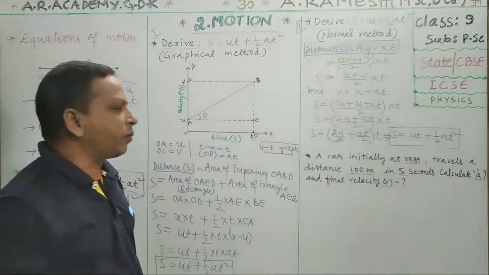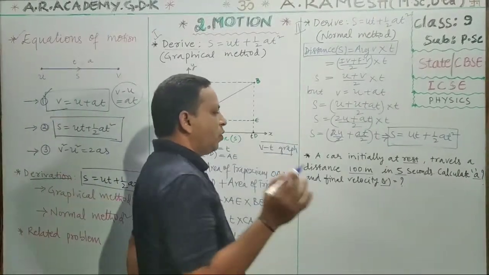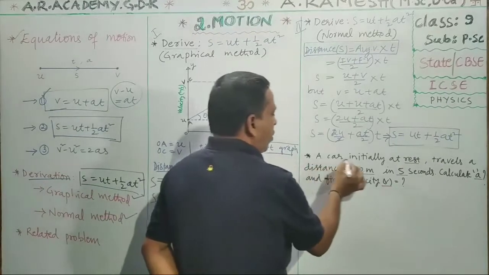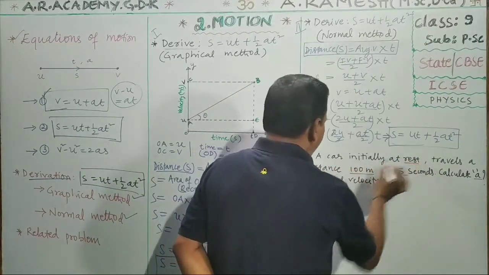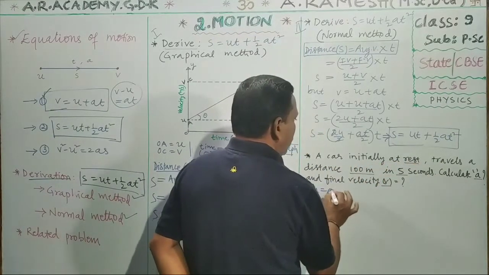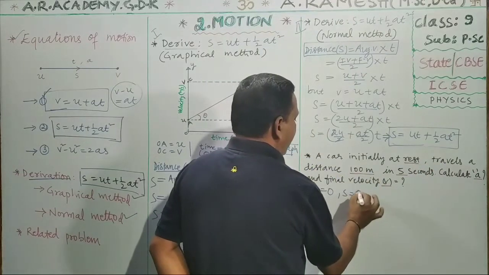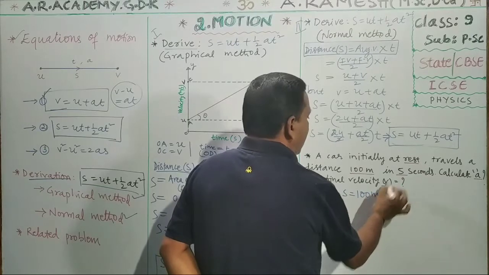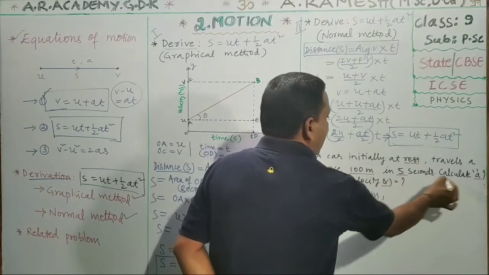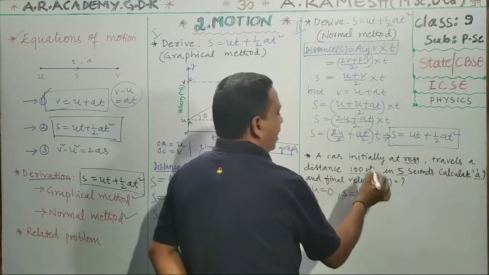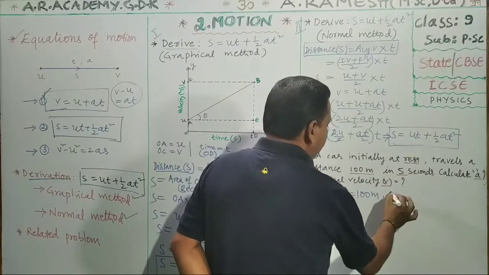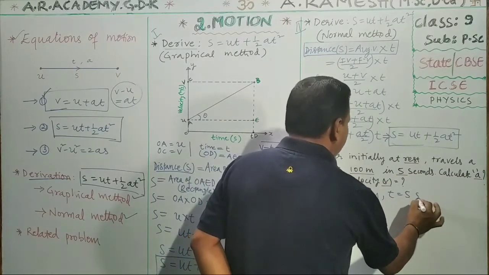Now we will do one problem related to it. Okay, please look at the board. A car is initially at rest, means u equal to 0, and travels a distance of 100 meters in 5 seconds. Calculate the acceleration and final velocity. In 5 seconds means t is equal to 5 seconds, given.